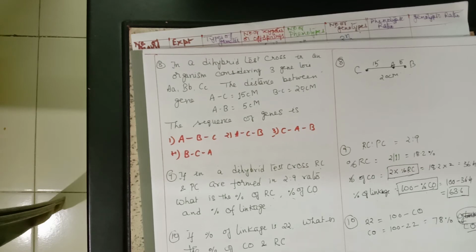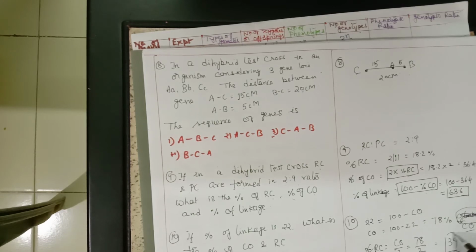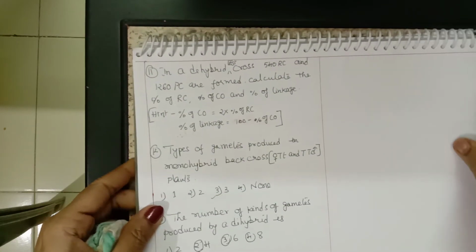Now what is the percentage of recombination? Percent of crossing over is equal to 2 into percent of recombination. So we got percent of crossing over as 78. So percent of recombination should be equal to crossing over by 2. So 78 by 2, how much are you going to get? 39. So this is how, by using this formula, you can calculate percent of linkage, crossing over, and also recombination. Okay, now let us go to the next question.